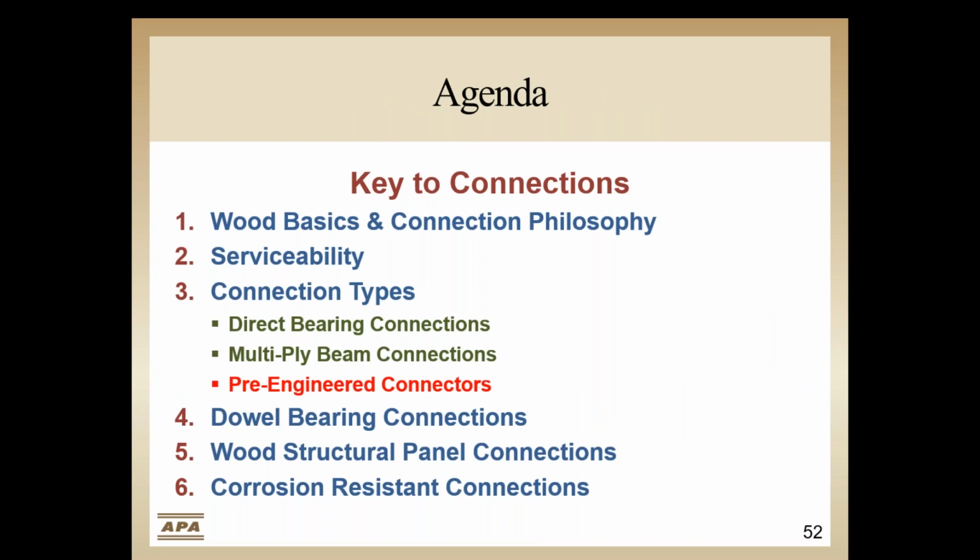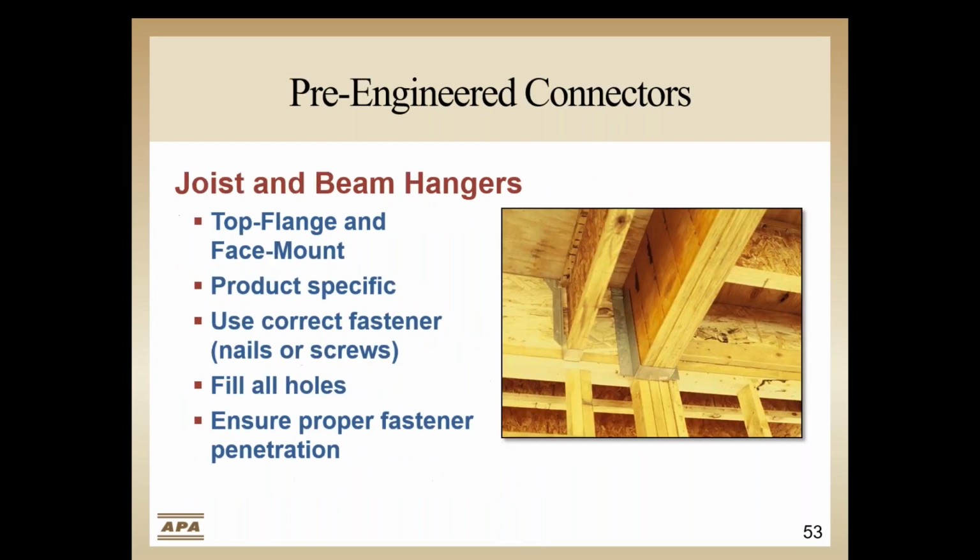In light frame residential construction, the most common connection that you will likely encounter is a pre-engineered, off-the-shelf metal hanger. These hangers are very useful products and save considerable connection design and construction time. With published capacities and corresponding fastener specifications, they're easy to select and specify. Generally, these hangers come in two varieties: a top flange hanger, where the load is transferred into the supporting member through the top flange of the hanger, and a face mount hanger, where the load is transferred to the supporting member by fasteners installed on the face.